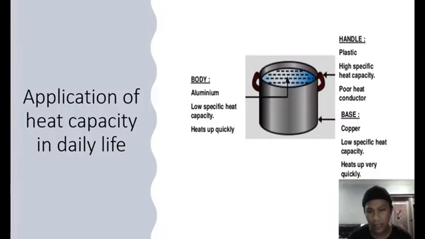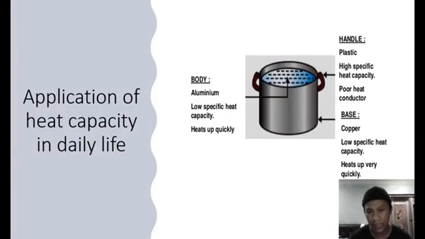Okay, application of heat capacity in daily life. For example is cooking pot. In the cooking pot we have body, handle and base. First, body is made of aluminium. As we know, aluminium has a low specific heat capacity, so it can heat up quickly and make the cooking process faster. Then handle usually is made of plastic. Plastic has a high specific heat capacity and is a poor heat conductor, so we can handle them with our hand without any harm. And other than that, the handle heats up more slowly than metal.